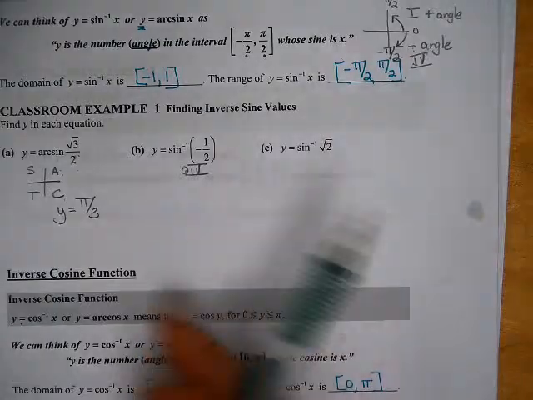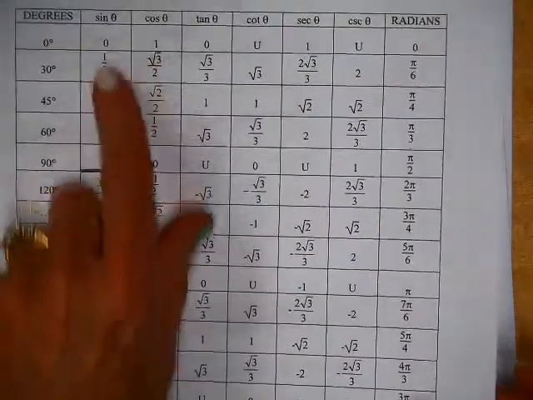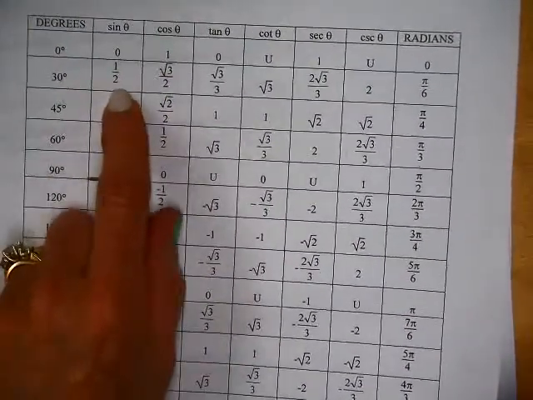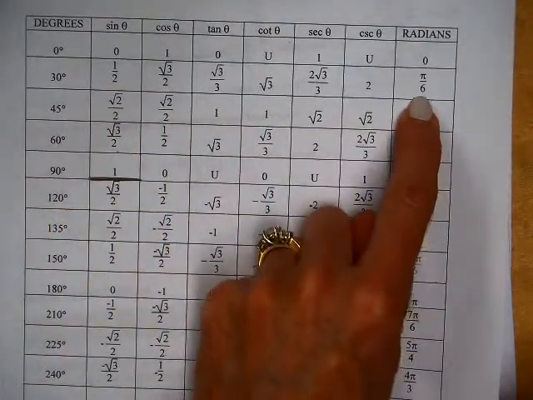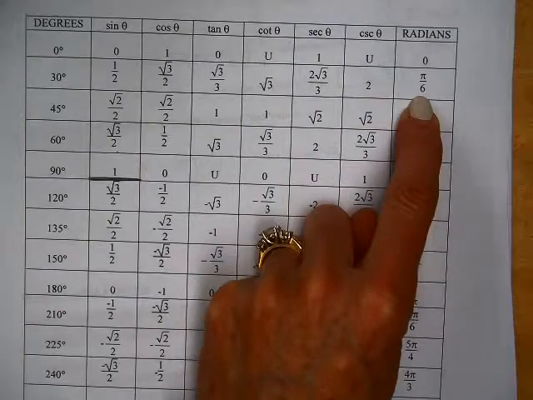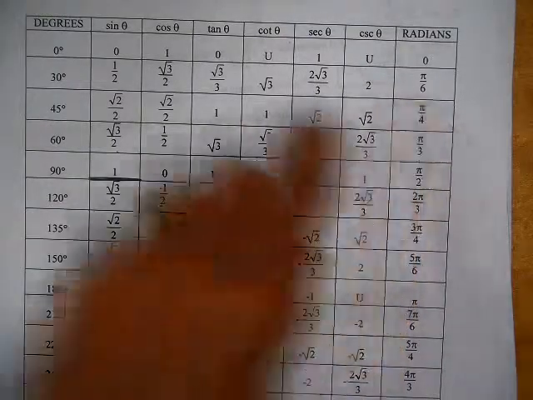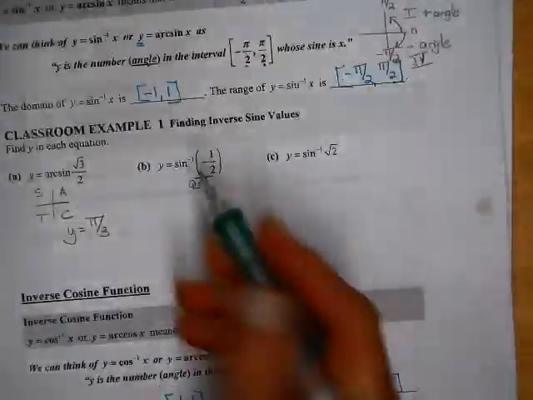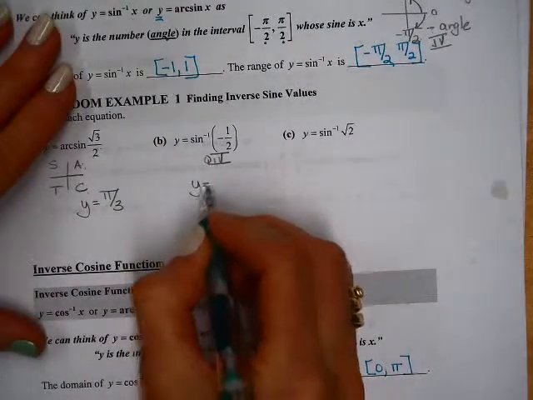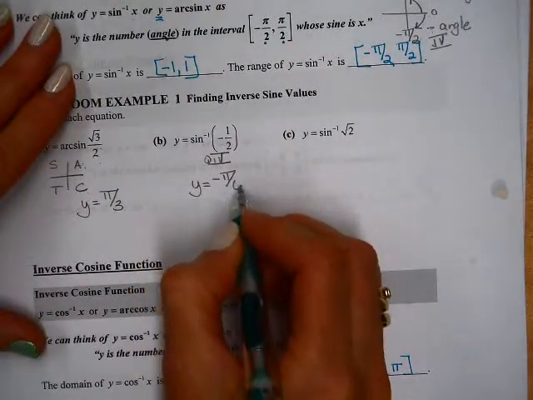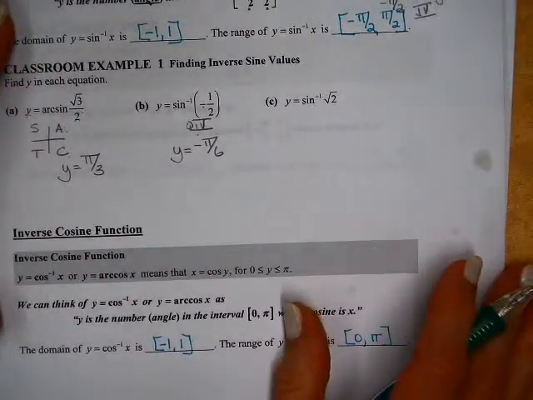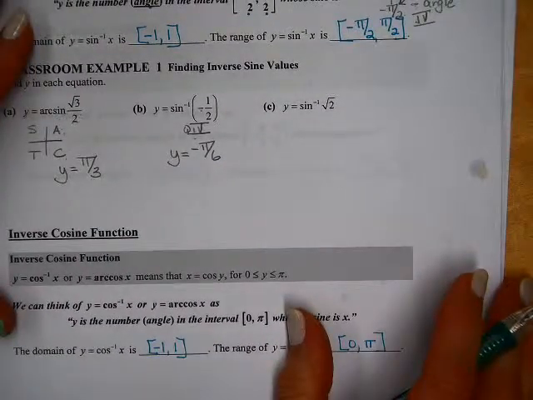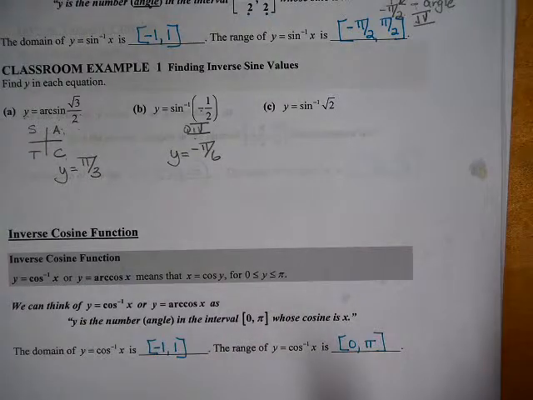So all you have to do is look at your exact value sheet in quadrant 1. There's my 1/2. The angle is going to be pi over 6, but it's going to be rotated down. So the answer is negative pi over 6. So y is negative pi over 6 because this is negative and this has got to be in quadrant 4. Are y'all sort of kind of following what I'm saying?